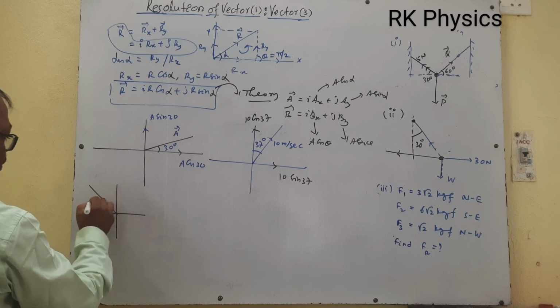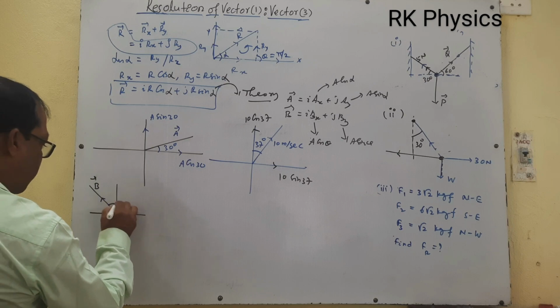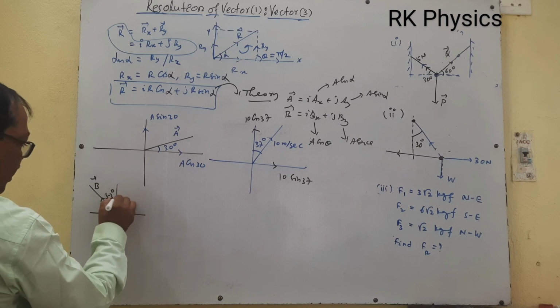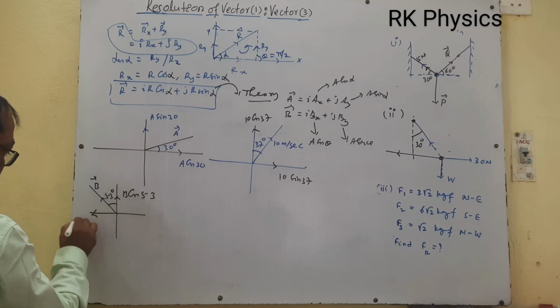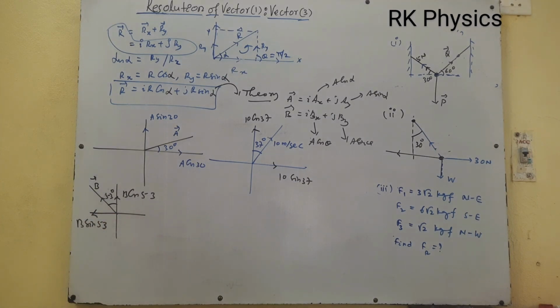This is a vector. I am taking B vector. Vector B makes an angle, suppose 53 degree with a line. Along that line its component is B cos 53. This line B sin 53. Okay, are you able to get it?